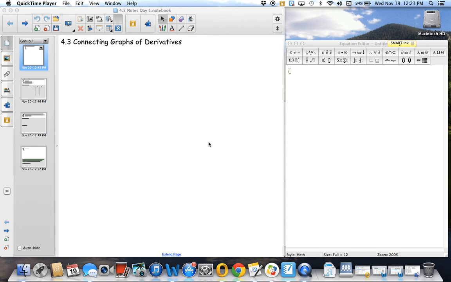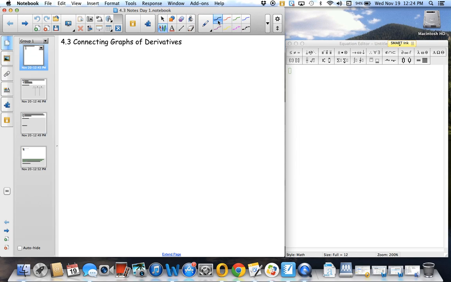So for today then, section 4.3, Connecting Graphs of Derivatives. Class, I'm not writing on the notebook, so my graphs and writing may be different than normal because I'm trying to do it all on my laptop. So bear with me if there's pauses or if you can't quite read things. Hopefully we'll get it figured out.